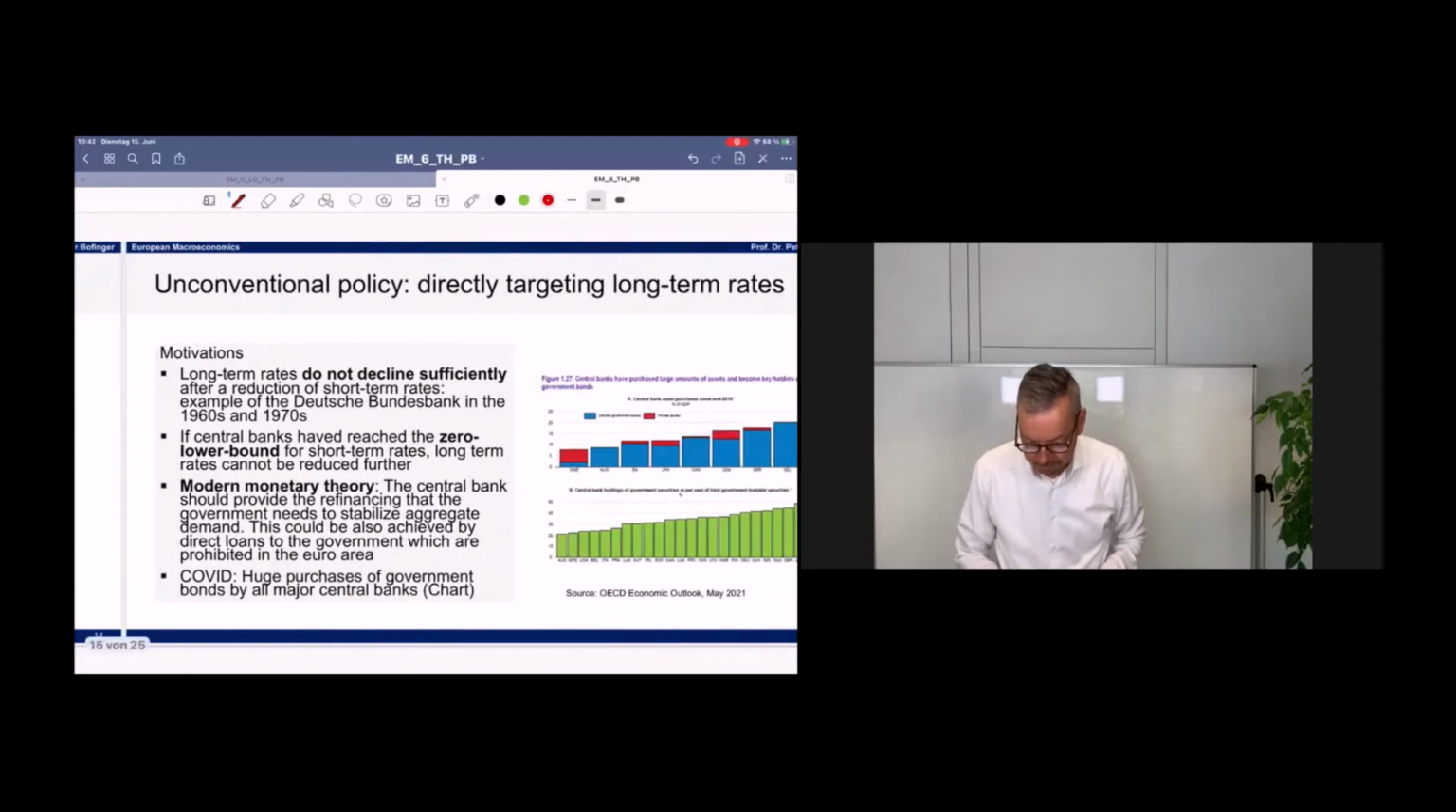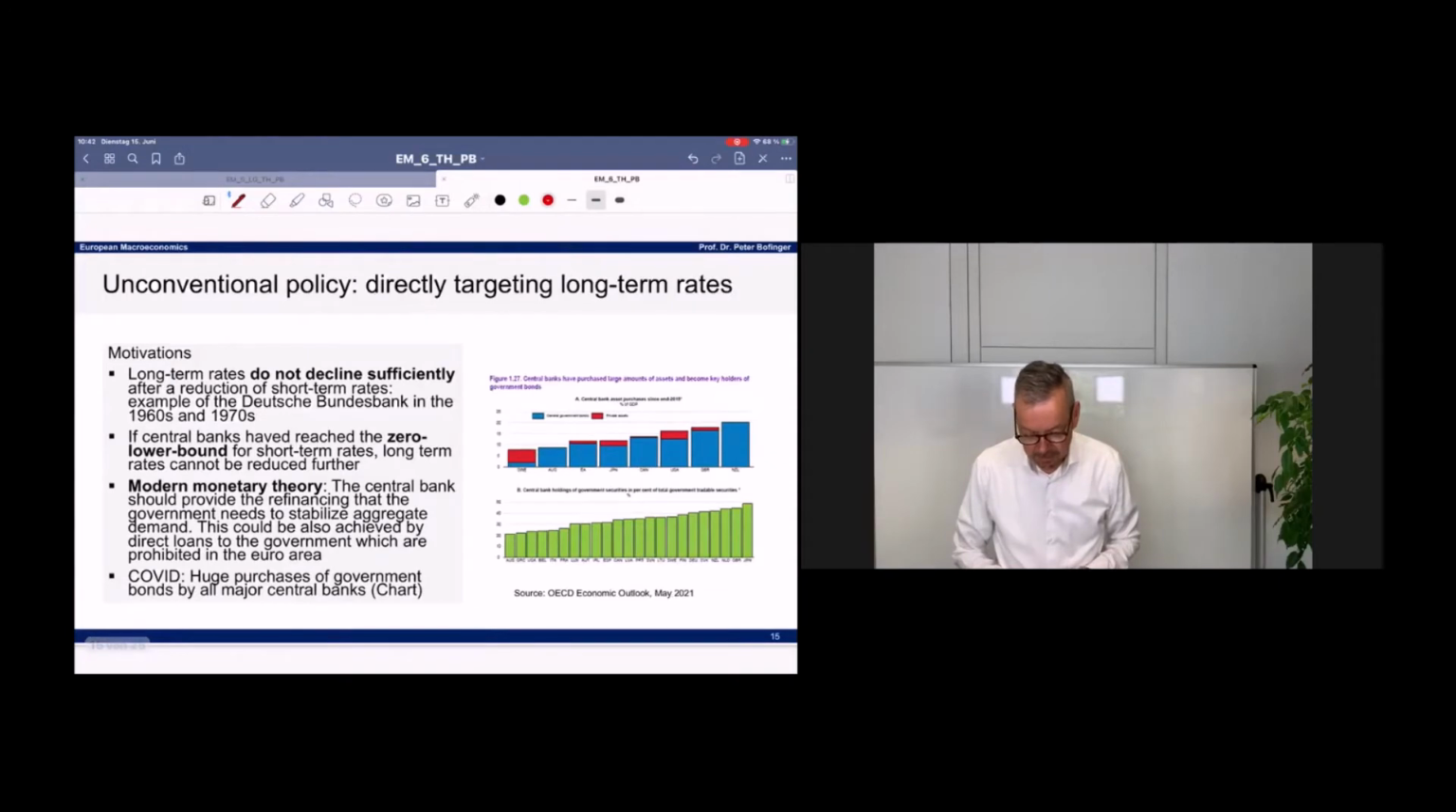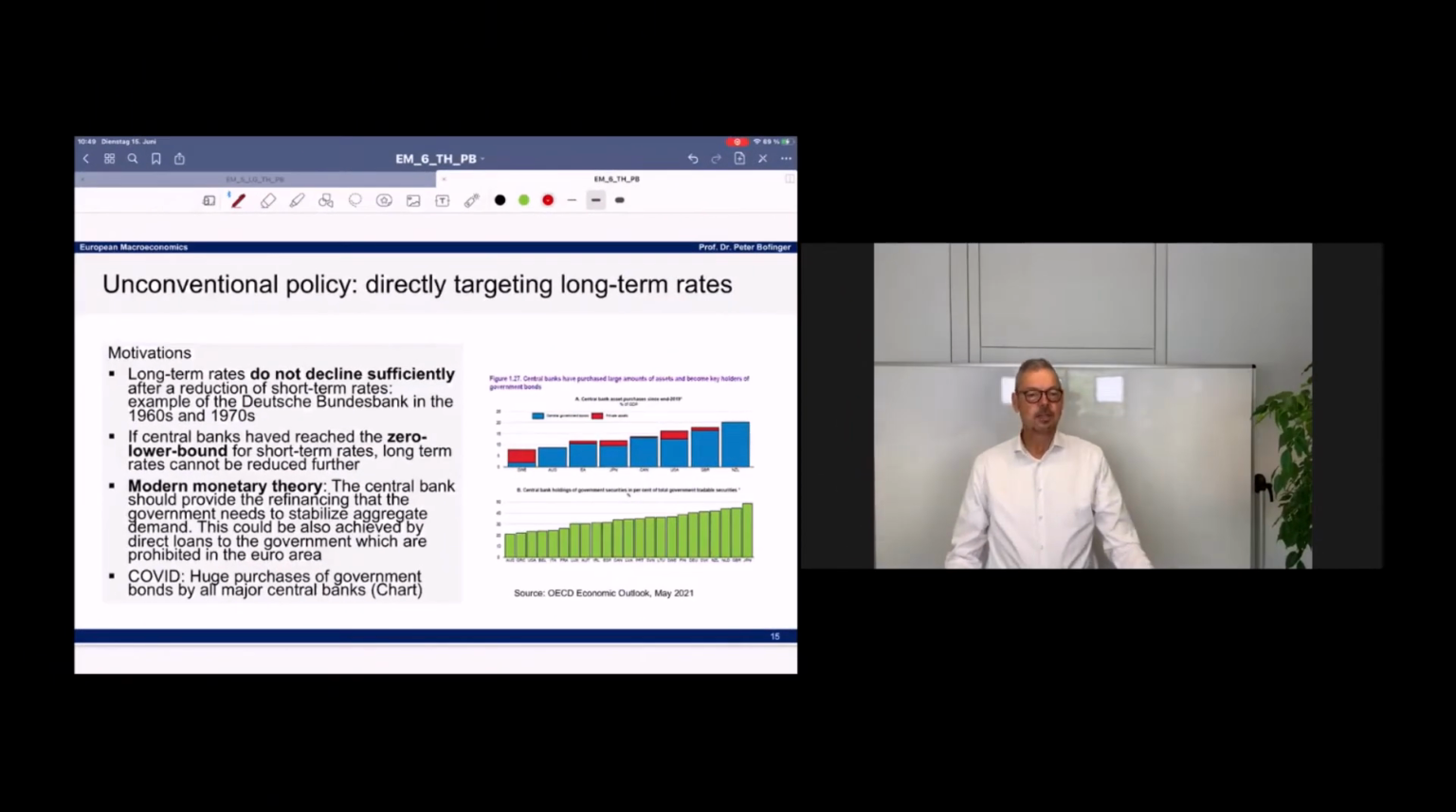Okay, so this was conventional monetary policy. Then we make a 5-minute break and then we continue with unconventional policy. Yeah, then we go to unconventional monetary policy.